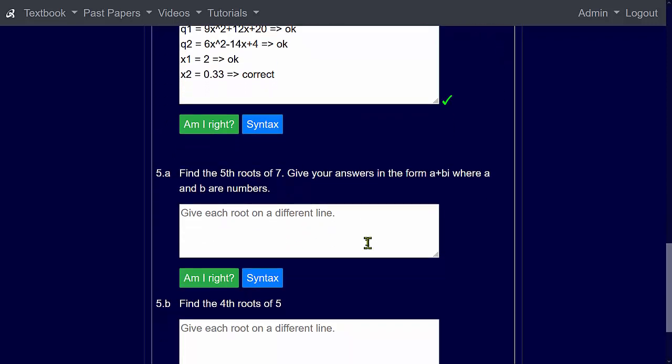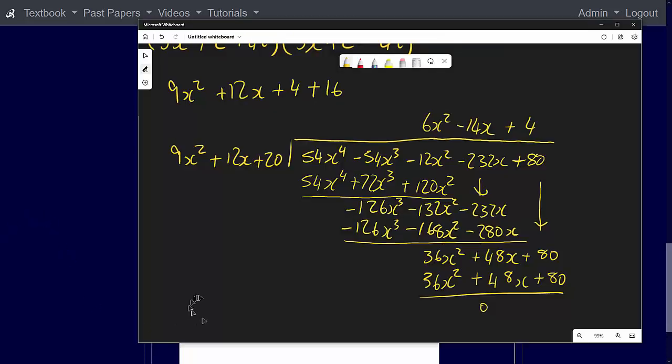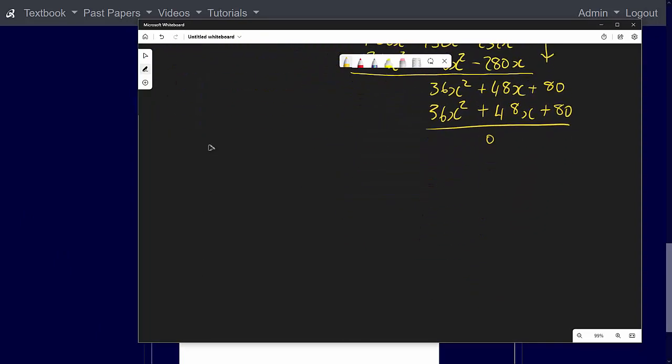Right, so let me just show you what they're going to look like. So let me have my whiteboard back. So it's the fifth roots of 7. So let me just drag that up. So this is the fifth root of 7. So this is what it's going to look like. So let's have some axes and let's change our pen color.